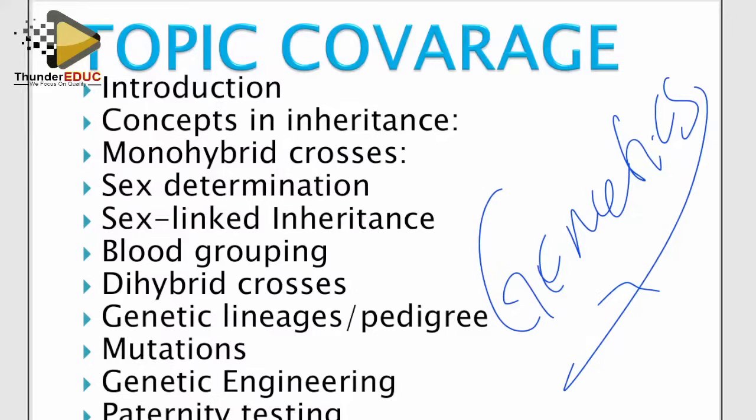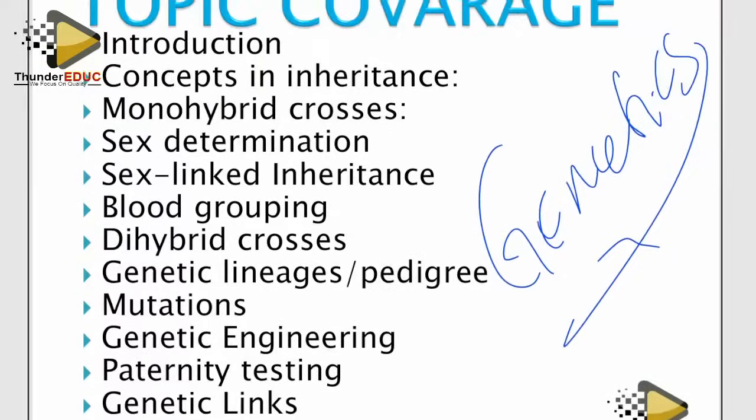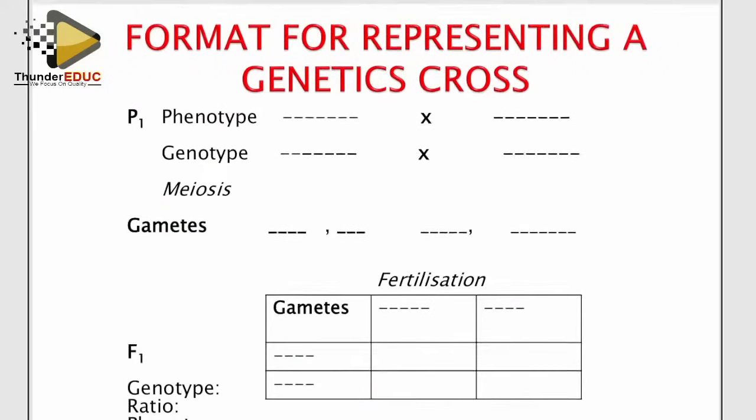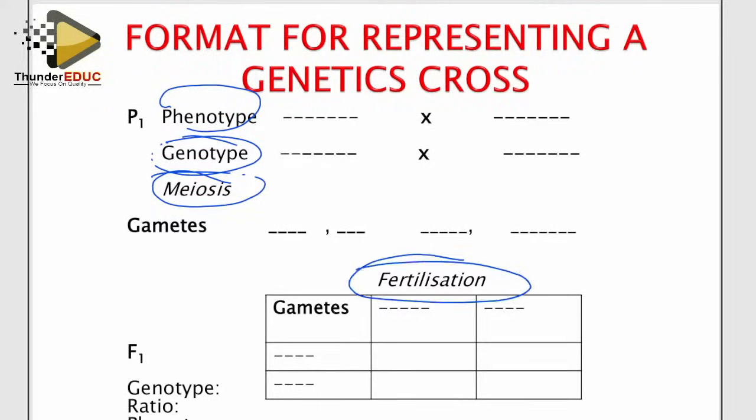There are some things I need to emphasize here. Né? Terminologies, you need to do that. When it comes to the format of writing a genetic cross, you write phenotype, genotype, meiosis, fertilization. They need to be in the corresponding position. Is it clear? Oh, before I go there, I just need to tell you this before I go to genetics.